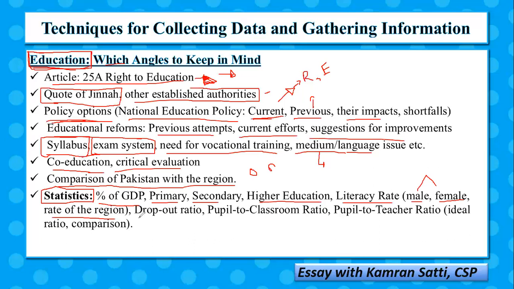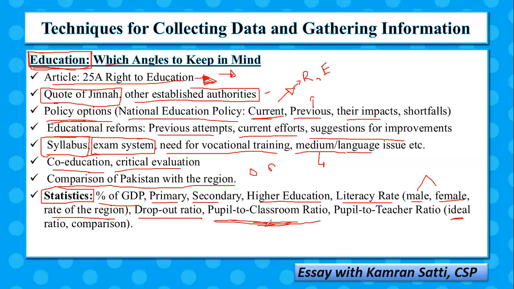Then you should have facts about the dropout ratio, the primary school dropout ratio in Pakistan, and the pupil to classroom ratio. I mean, how many students are sitting in one classroom. Because there is also an ideal ratio. You should search on the internet what the ideal pupil to classroom ratio is, and then compare it with Pakistan, how many more students are sitting in one classroom.